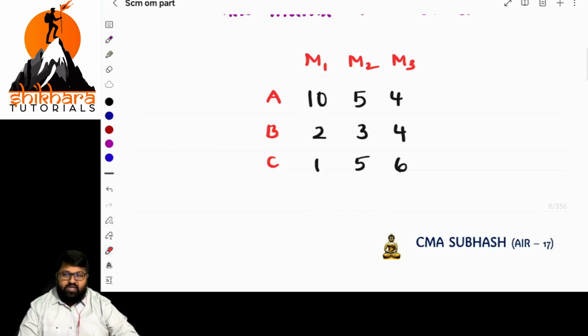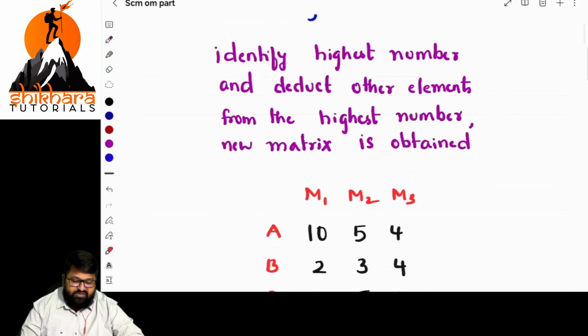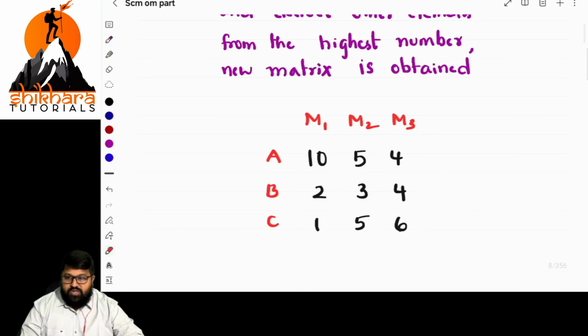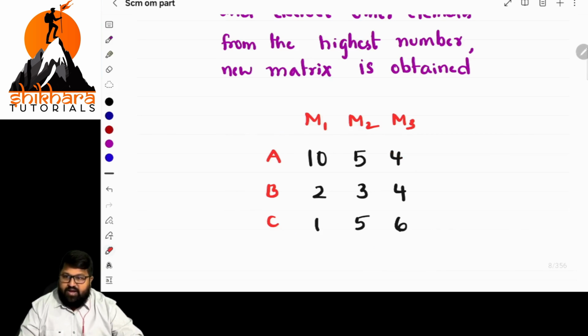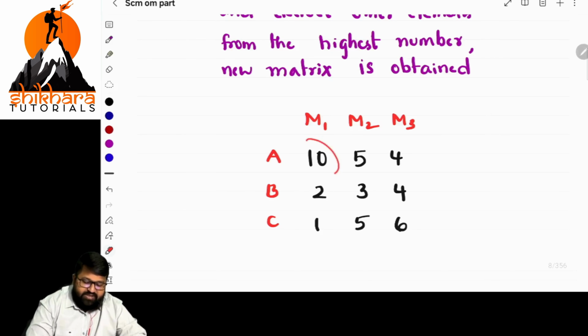So when we are at this phase, if it is a maximization model, we have to convert it into a minimization model. How to convert? From the elements available, identify the highest element and deduct all the elements from that highest element. Then you form a new matrix. When we are solving the problem, we shall go with that option also, but it is basically not required. So this is the highest element there.